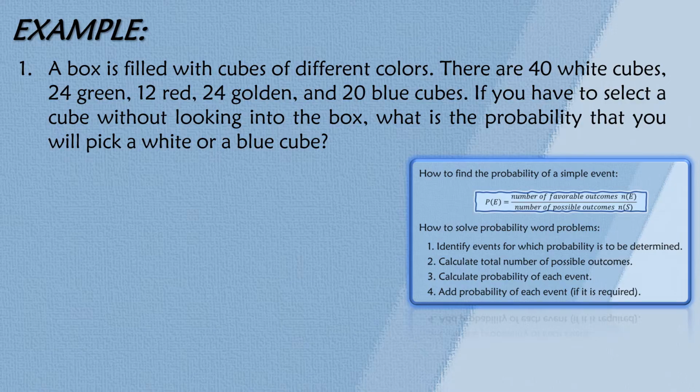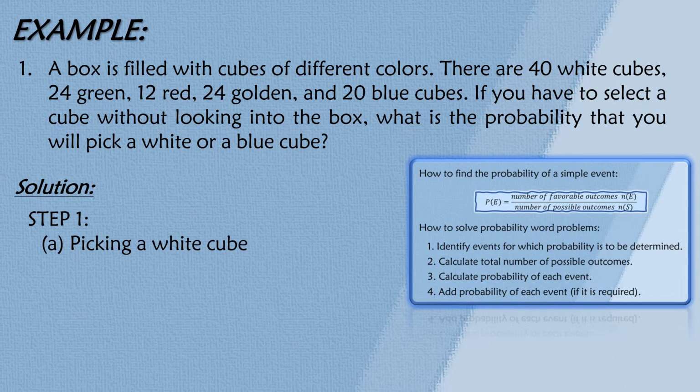So, step 1 is to identify events. So, ano nga ba yung hinahanap natin sa given problem? So, step 1, we have to pick a white cube or we have to pick a blue cube. Kasi alinman sa dalawa, ano yung probability na alinman sa dalawa ang makuha natin sa loob ng box.